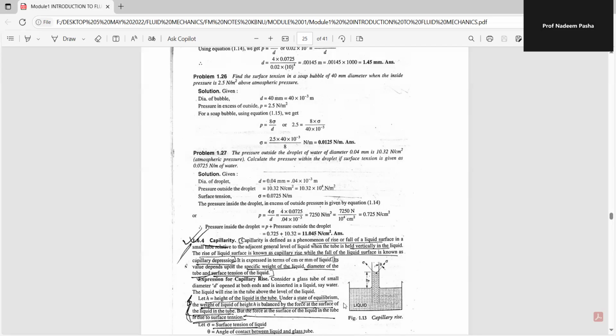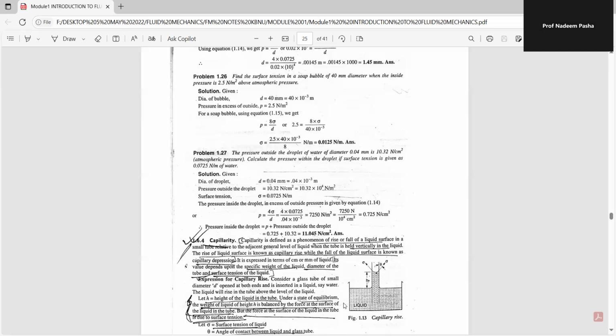If you see the sketch, capillarity is defined as the phenomenon of rise or fall of a liquid surface in a small tube. We are assuming a small glass tube is inserted in a beaker containing water or liquid. What is happening? There will be an increase in the level of liquid or a decrease in the level of liquid. Both cases are possible. If there is a rise of the liquid surface, it is known as capillary rise. If it is a fall of the liquid surface, it is known as capillary depression. It is expressed in terms of centimeter or meter of liquid.